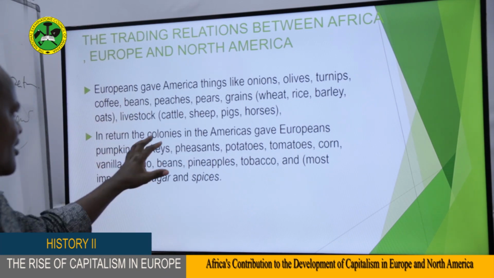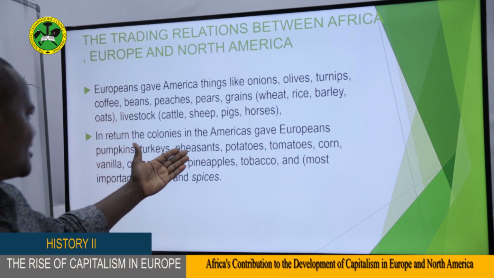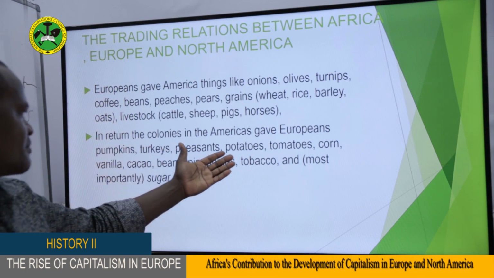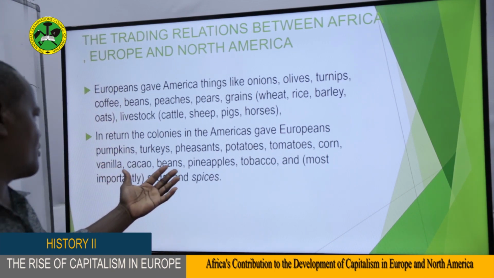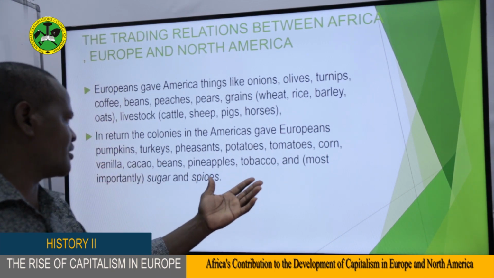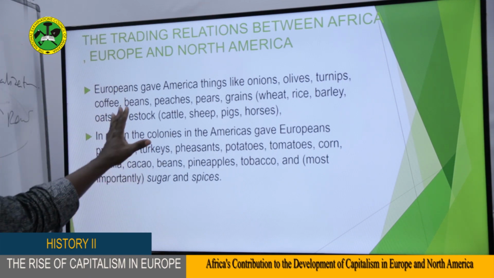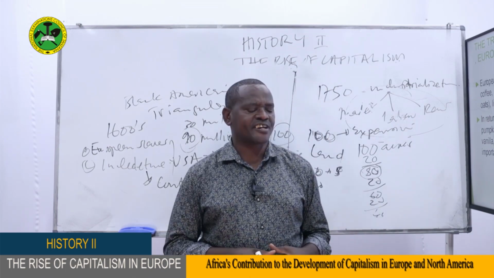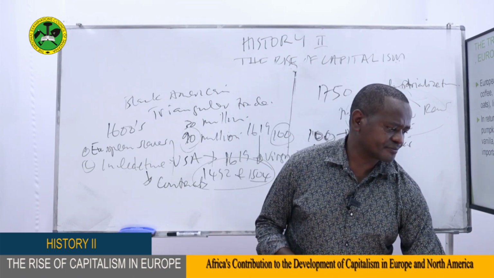And in return, the colonies in America, in fact, they gave to Europeans things like pumpkin, turkey, pheasant, potatoes, tomato, corn, vanilla, cocoa, beans, pineapple, tobacco, and most important, sugar and spices. So you can see this is, my dear students, the trade relations which existed between these continents.